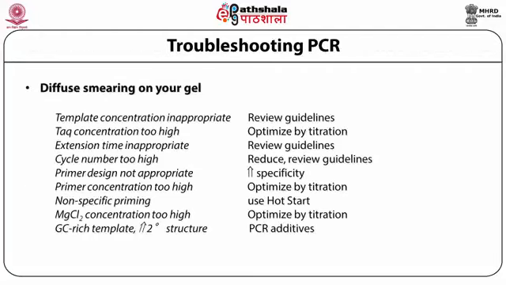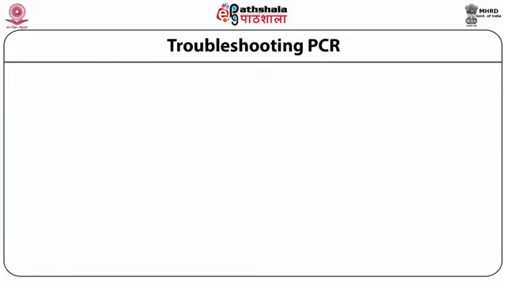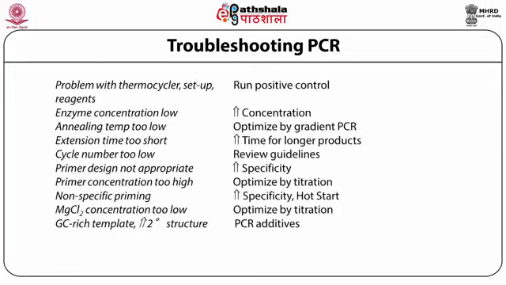Now, if template concentration is inappropriate, just optimize by titration. If extension time is inappropriate, or cycle number is too high, then you have to reduce the cycle number. If primer designing is not appropriate, then go with redesigning. Non-specific priming, again optimize by titration. If MgCl2 concentration is too high, again optimize by titration. If the template is GC rich, then use the PCR additives. As I have already explained in my previous slide, if a sequence is GC rich, you should add the additives. Next one, problem with the thermocycler.